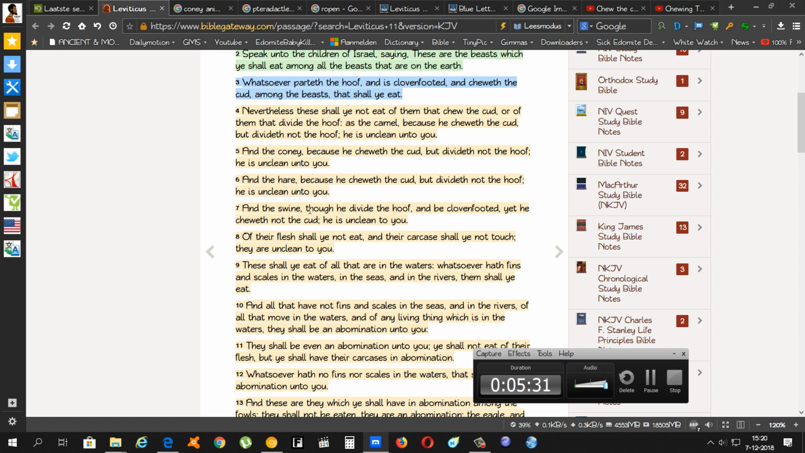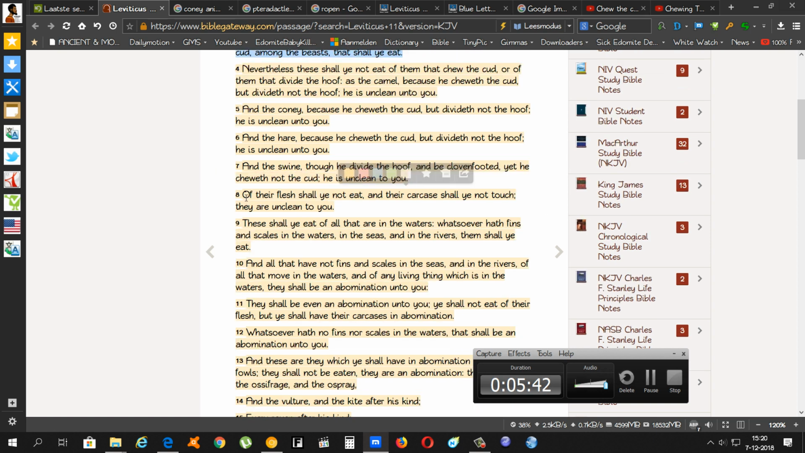Right. Though he divided the hoof, and be cloven footed, yet he chewed not the cud, he is unclean unto you. He is unclean to you. Of their flesh shall ye not eat, and of their carcass shall ye not touch. They are unclean to you.